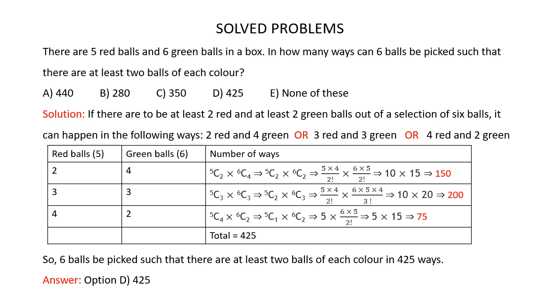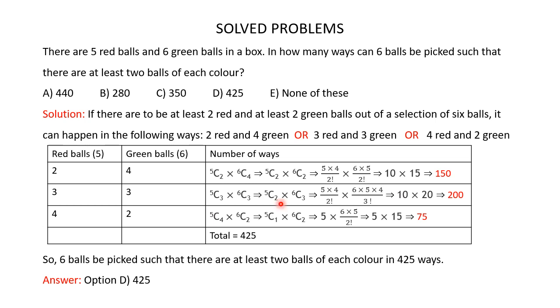Now 3 red balls can be selected from 5 red balls in 5C3 ways, and 3 green balls can be selected from 6 green balls in 6C3 ways. Now 5C3 can be written as 5C(5 minus 3), which is 5C2. So now we have 5C2 multiplied by 6C3.